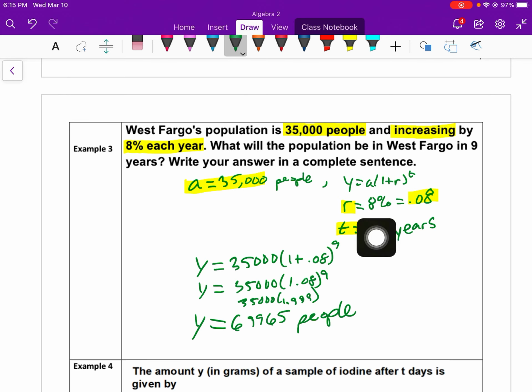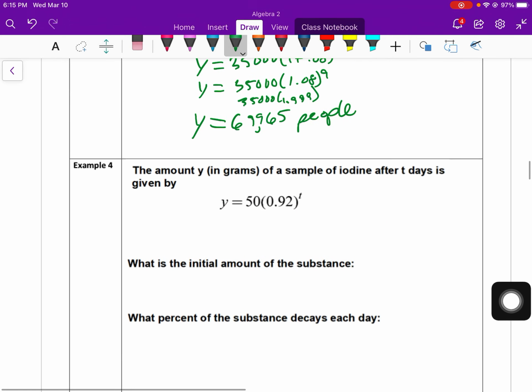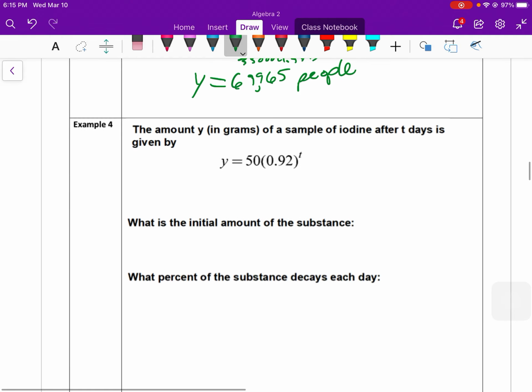So in a complete sentence, it would be: after 9 years with an 8% increasing rate of growth, we would have 69,965 people. And these calculations are usually pretty accurate.